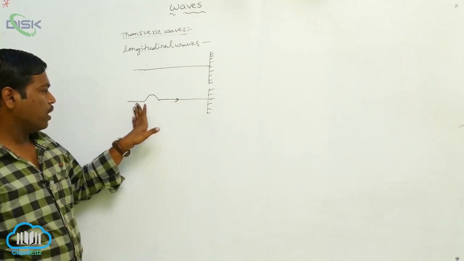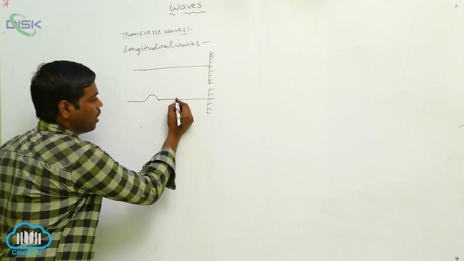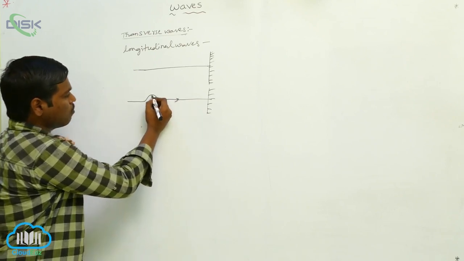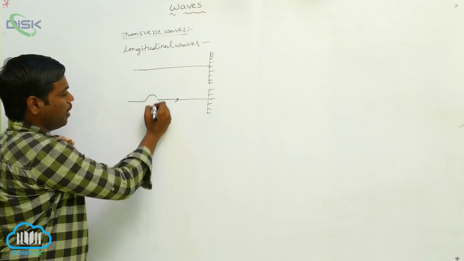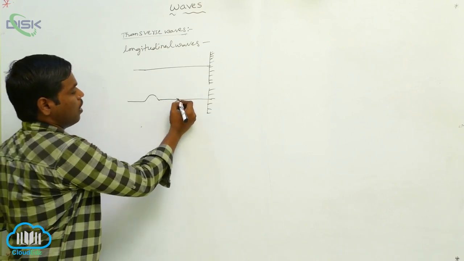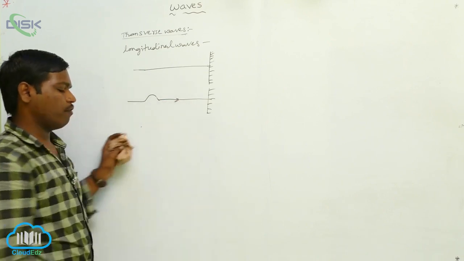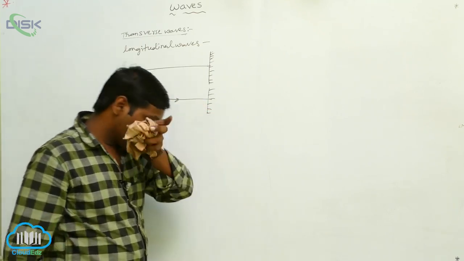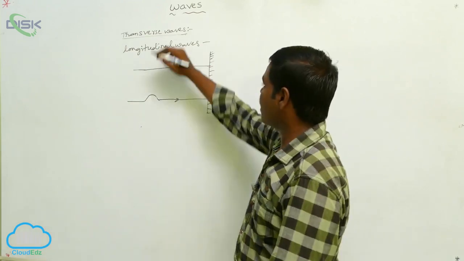When a pulse is moving along this direction, the particles move perpendicular to the direction of the wave. This is called a transverse wave. And coming to longitudinal waves.